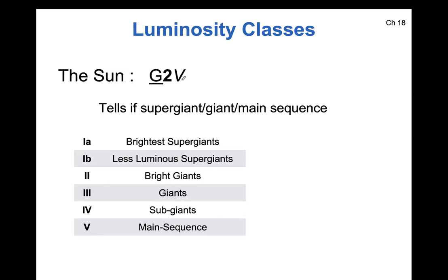And the terms, remember, spectral class are the letters, luminosity class are the Roman numerals. So main sequence are the Roman numeral 5, subgiants, Roman numeral 4, giants, which our star will become, Roman numeral 3, bright giants, Roman numeral 2, less luminous supergiants are the 1Bs, and then the brightest supergiants are the 1As.